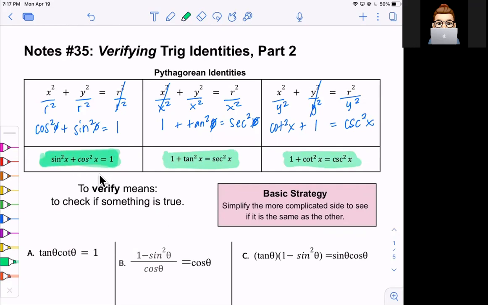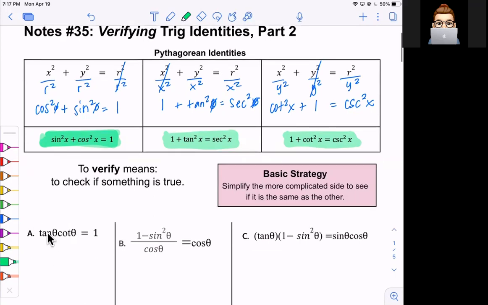Okay. So today we are verifying trig identities. To verify means to check if something is true. For example, in our first example, it says tangent theta times cotangent theta equals 1. That is what we are going to discover if that is true. We want to say, yes, this is true. So the basic strategy is this: simplify the more complicated side to see if it's the same as the other. In this case, tangent times cotangent is more complicated than 1, so we're going to try to simplify that side.